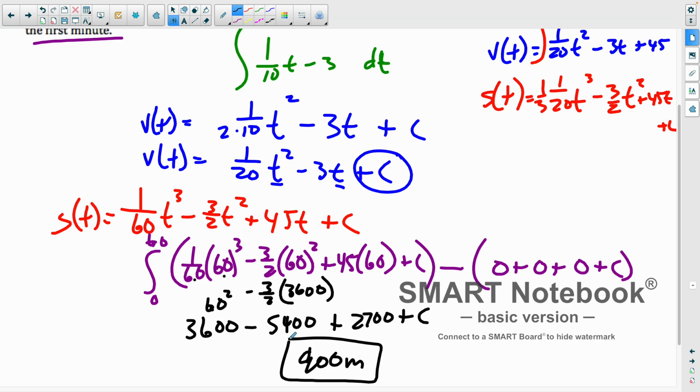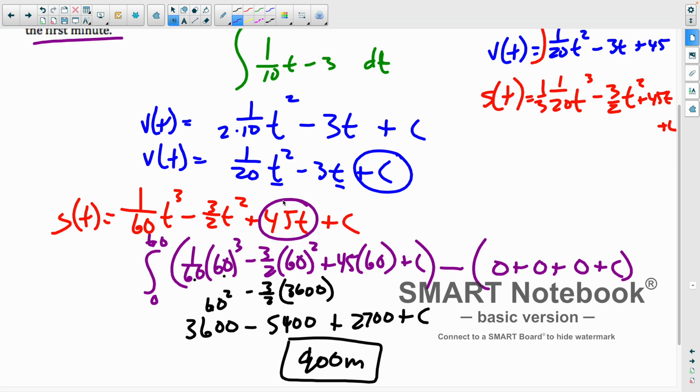All right. Doesn't seem like that's super fast, especially when our initial velocity was 45 meters per second. And 45 meters per second, that's moving pretty fast. So something's not quite right in this problem.